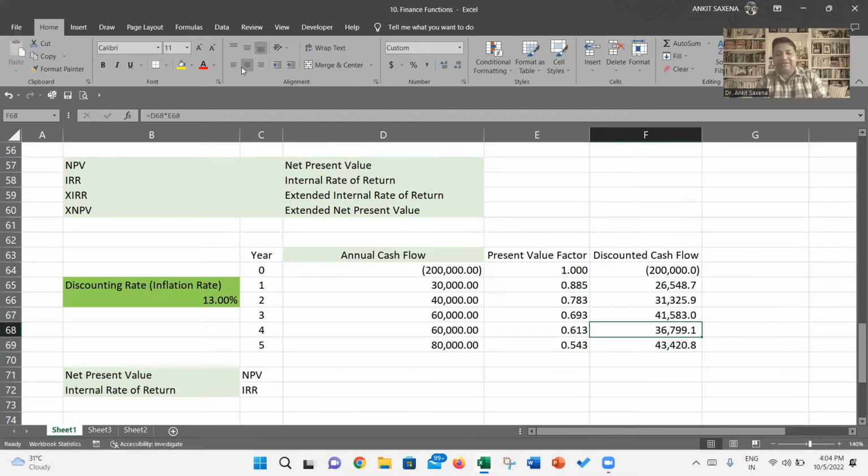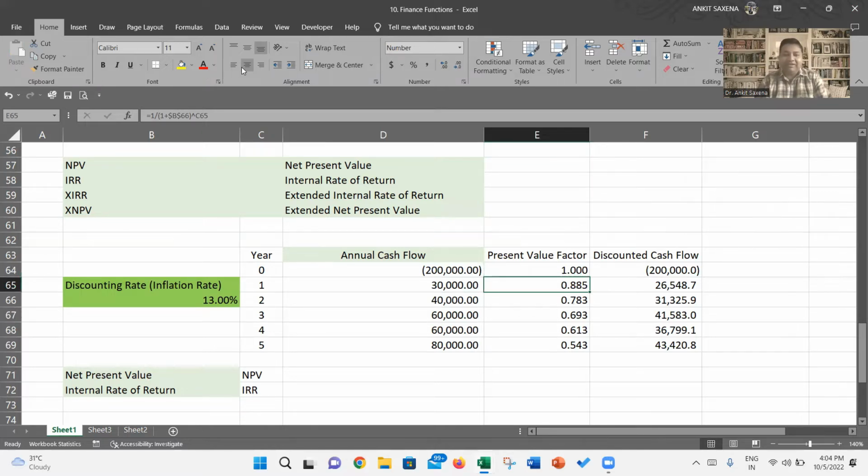Now let us quickly understand what these values actually signify. 1 rupee equals 1 rupee today, because that is how the present value of money is calculated. Today's 1 rupee is equal to 1 rupee without a doubt. But after 1 year, if the money is discounted at 13%, that 1 rupee will be valued at around 0.885.